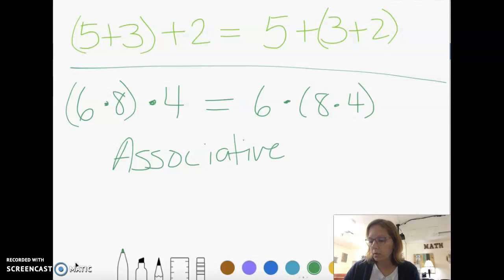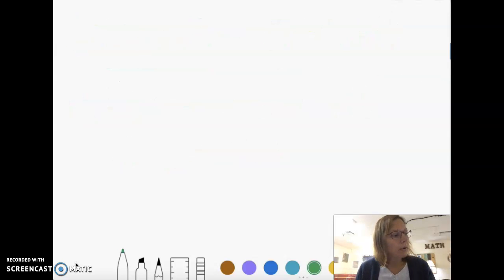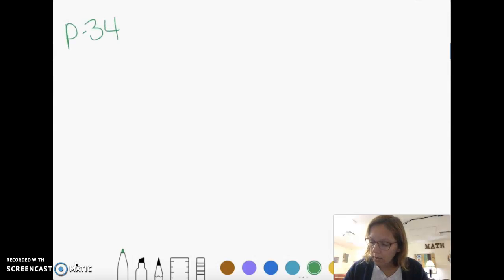Okay, let's do some examples from the book today. So in the book, I see two different sections that we're going to focus on. I see a section that says evaluate each expression, and I see another section that says simplify each expression. So let's do the evaluate one first. I'm on page 34. And I'm going to start with number 4.